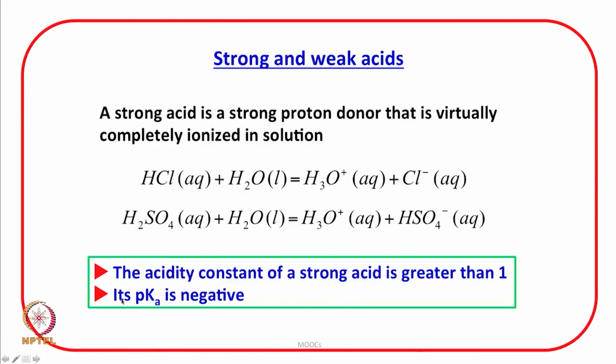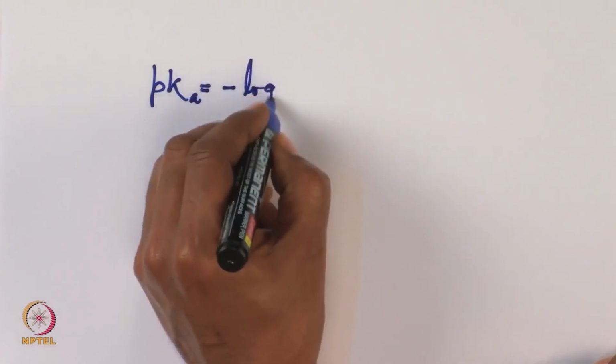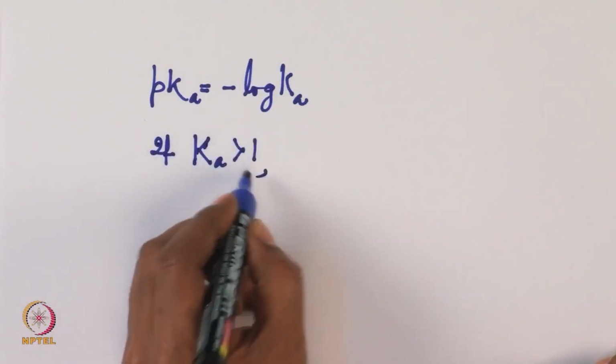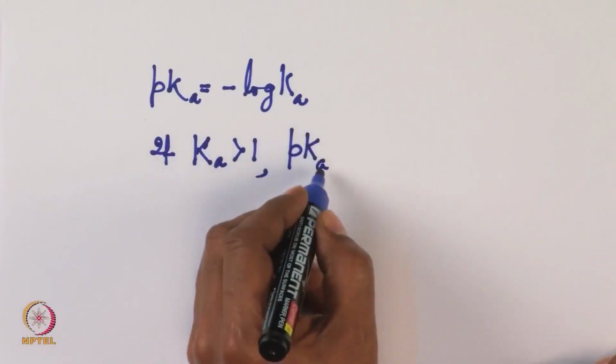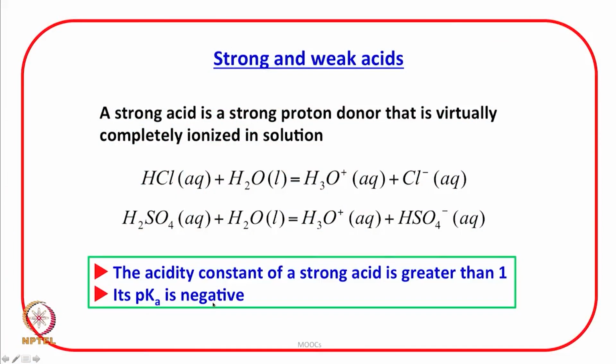Let us take a look at this comment. The acidity constant of a strong acid is greater than 1. This is true for strong acids, that if the acidity constant is greater than 1, then pKa is equal to minus logarithm of Ka. So, if Ka is greater than 1, then pKa will be less than 0, it will be negative. And that is what is commented over here, that the acidity constant of a strong acid is greater than 1 and the pKa of a strong acid is negative.